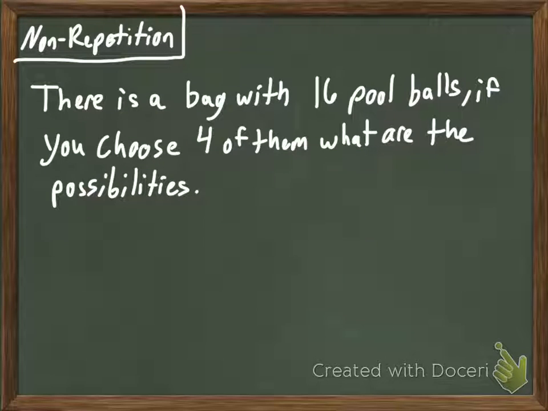Next we have non-repetition. So we're not going to have any repeating, because here we have a bag with all 16 pool balls in it. If you were to choose 4 of them, how many different possibilities are there? Now this is no repetition because when we stick our hand in the bag and take a ball out, we're not putting the ball back in. We're just leaving it sitting there. So there's no chance for us to repeat that pool ball again. So we have to use nPr.